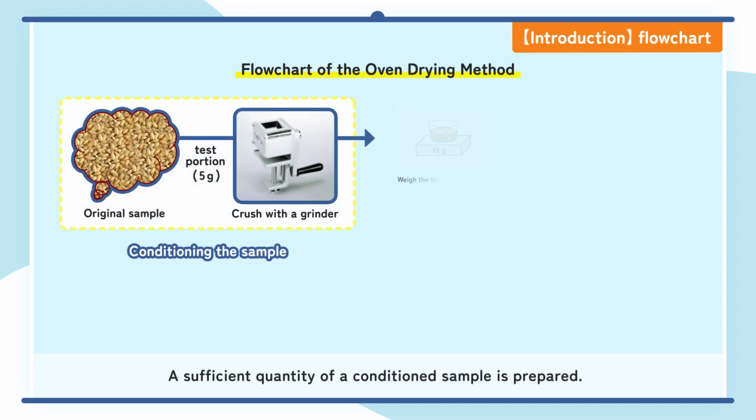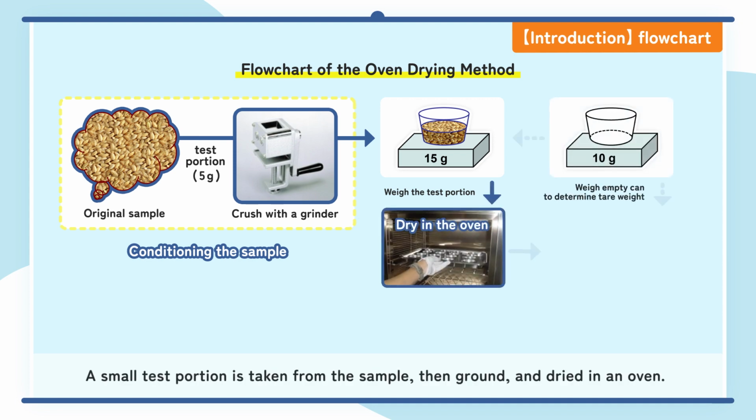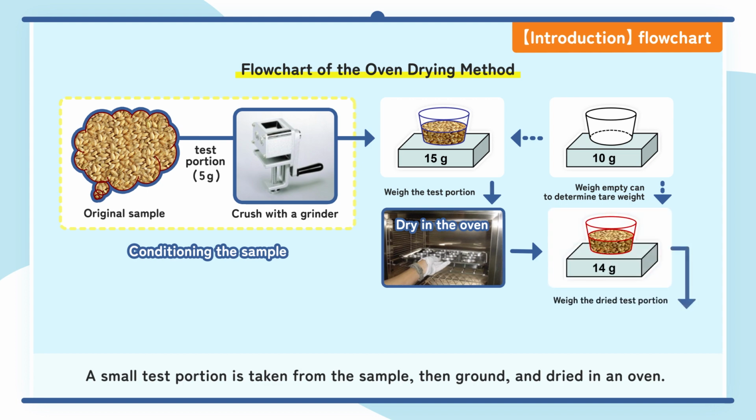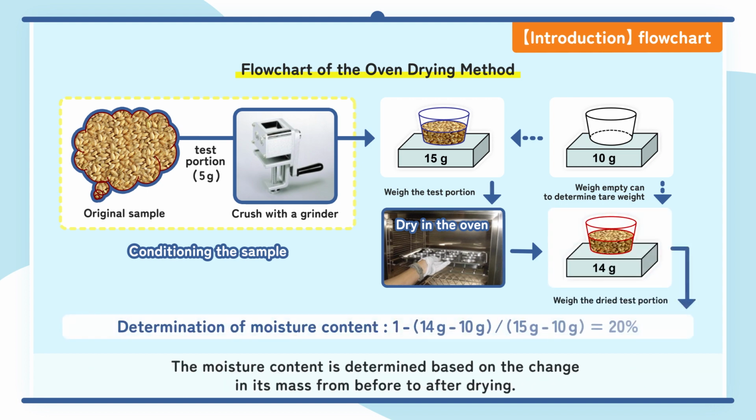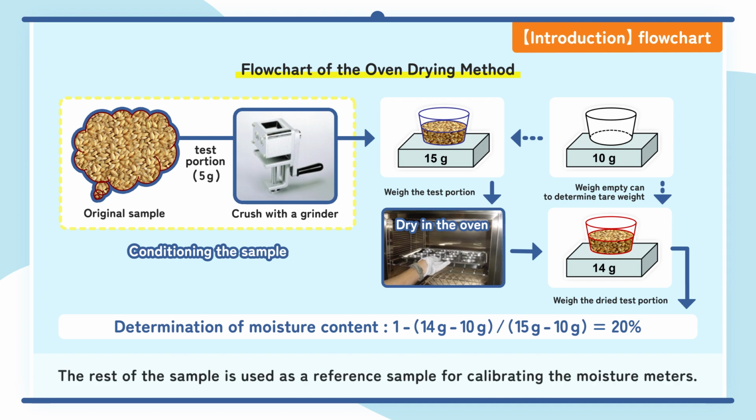A sufficient quantity of a conditioned sample is prepared. A small test portion is taken from the sample, then ground and dried in an oven. The moisture content is determined based on the change in its mass from before to after drying. The rest of the sample is used as a reference sample for calibrating the moisture meters.